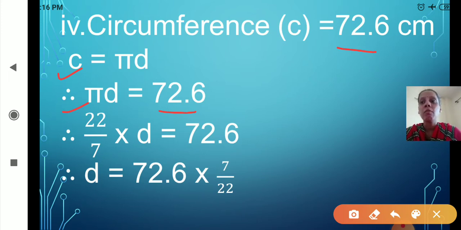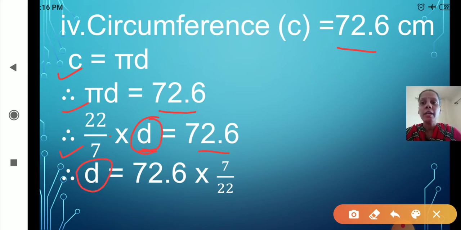Now the next step is you will write down the value of pi, that is 22 upon 7. So the third step is 22 upon 7 multiplied by d. We write d as it is because we have to find out diameter. And 72.6 is the circumference. So 22 upon 7 multiplied by d is equal to 72.6. Now the next step is we have to find out diameter.